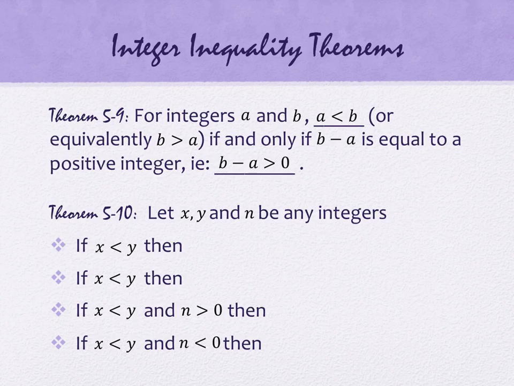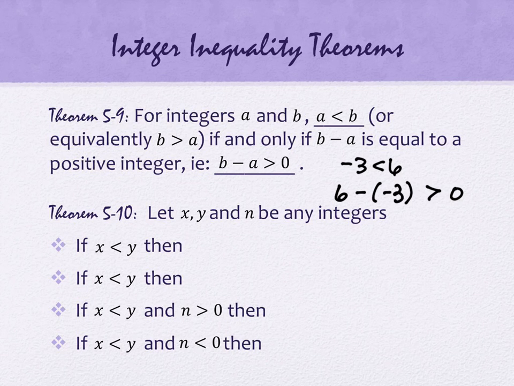All right, inequality theorems. So for integers a and b, a is less than b, or we can say b is greater than a, if and only if b minus a is equal to a positive integer, i.e. b minus a is greater than 0. So a moment ago I said negative 3 is less than 6, right? So what this is saying is that this will work if and only if that 6 minus my negative 3 is greater than 0. And in fact, of course it is. So 6 minus negative 3 would be 6 plus 3. That's 9, and 9 is greater than 0. So it is correct to say that negative 3 is less than 6.